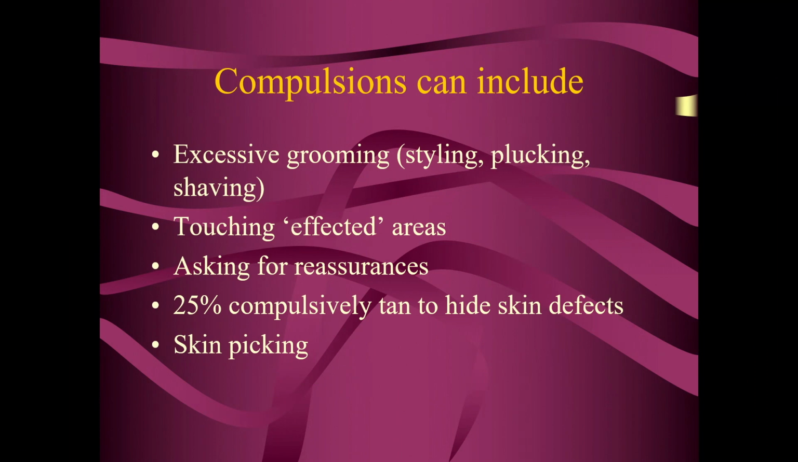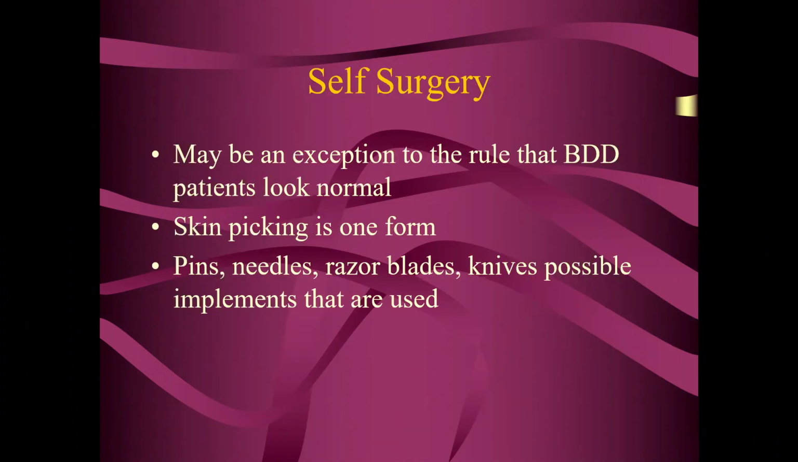Again, this is very common as a compulsion in BDD. Now, another compulsion that you have to be very aware of is self-surgery. Self-surgery is something that happens not uncommonly in people with body dysmorphic disorder, and may be an exception to the rule that BDD patients look normal. People with BDD, because of their self-surgery, can appear deformed because it's really difficult to perform surgery on yourself, particularly if you're not a physician.